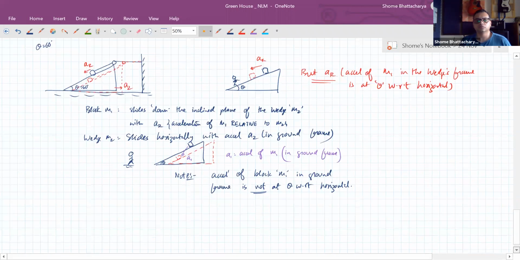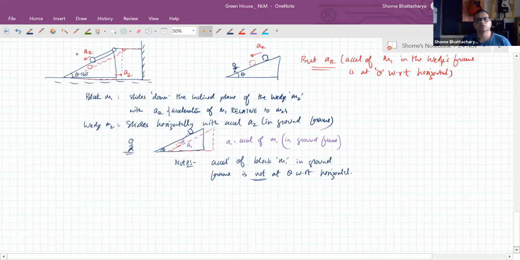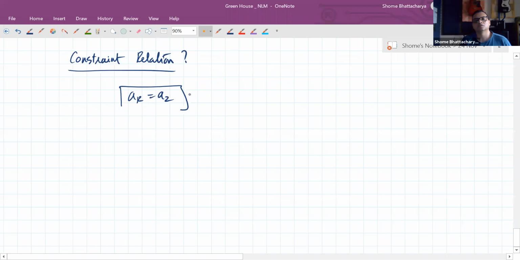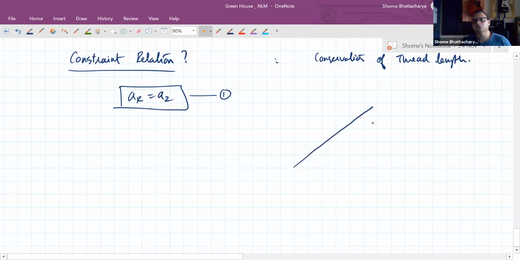Now, with this situation in place, first of all, the constraint relation. The constraint relation will come out to be A relative is equal to A2. So let's understand how this works out. For this, we just have to use conservation of thread length, because there's just one single pulley and one single thread. So no need to get into virtual power and all that business.